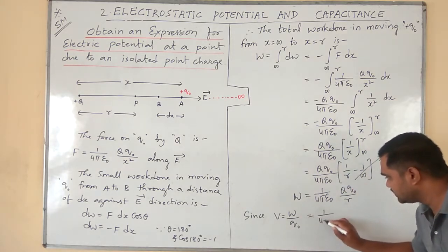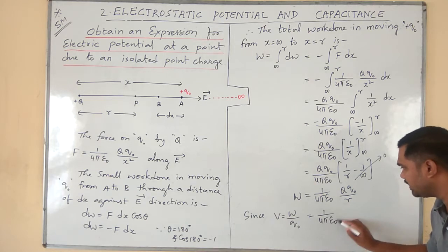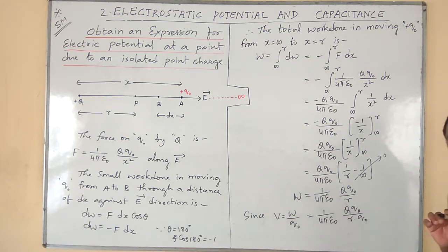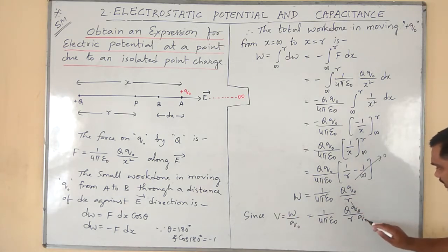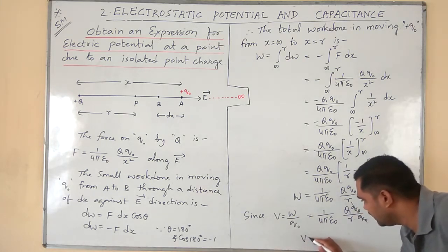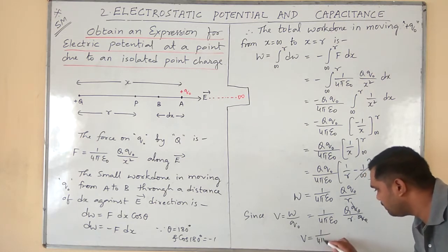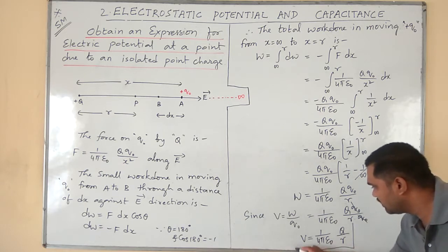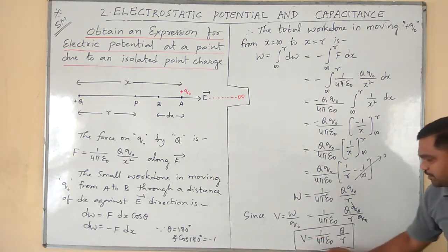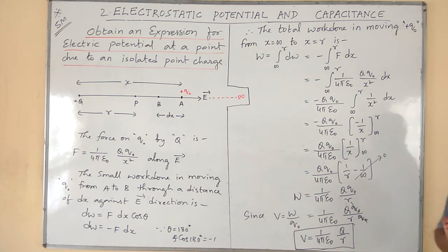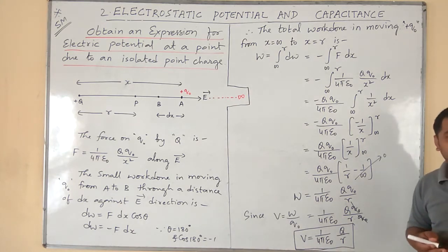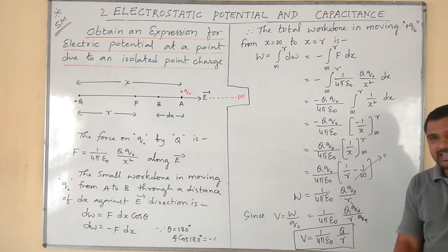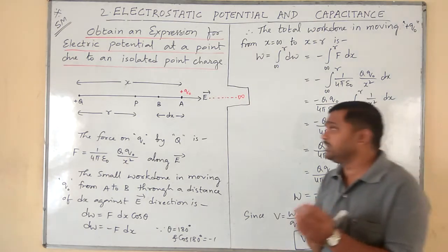What we can get here is 1 over 4 pi epsilon naught Q naught divided by r into Q naught. Therefore, Q naught gets cancelled. Finally, V is equal to 1 by 4 pi epsilon naught Q divided by small r. This is the expression for electric potential at a point due to an isolated positive charge or simply point charge. Okay, see, I will repeat once again.